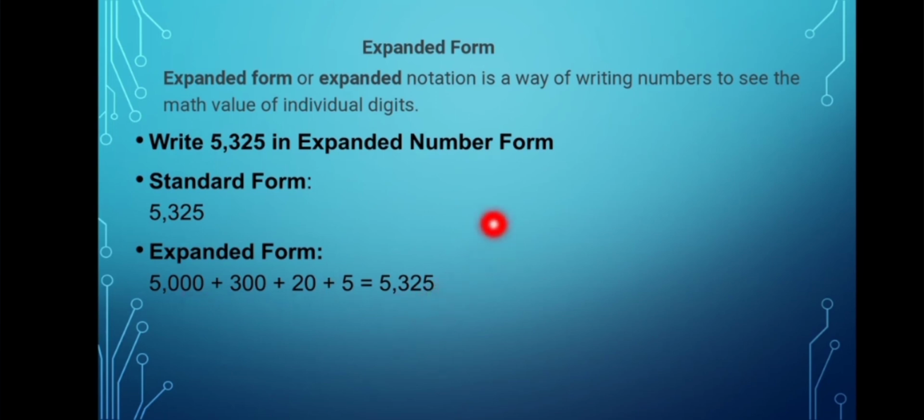Let us write the expanded form of 5325. Firstly we write each digit with its place value, and then we write 5325 as the sum of the place values of its digits, that is 5000 plus 300 plus 20 plus 5, that is the same as 5325.